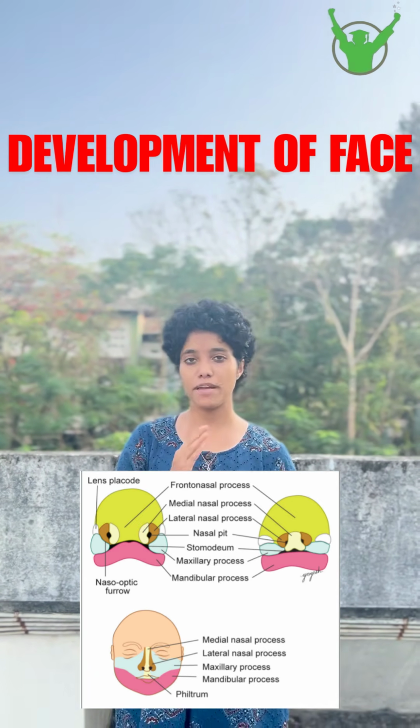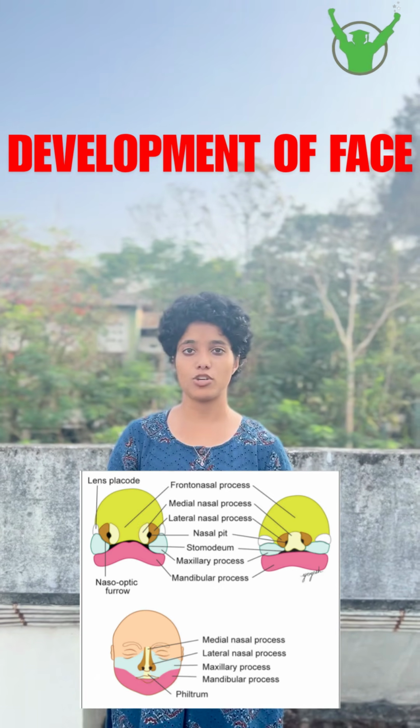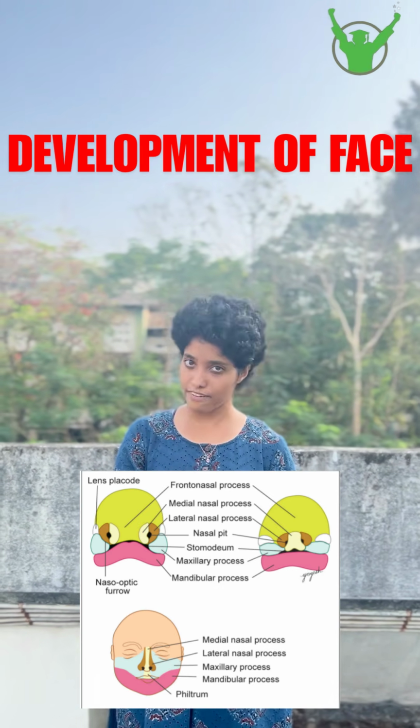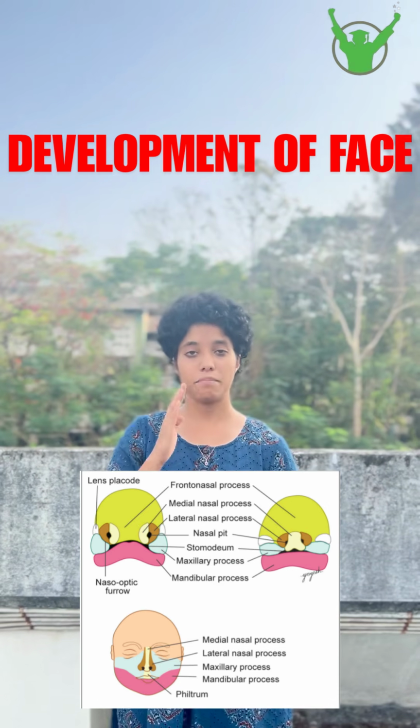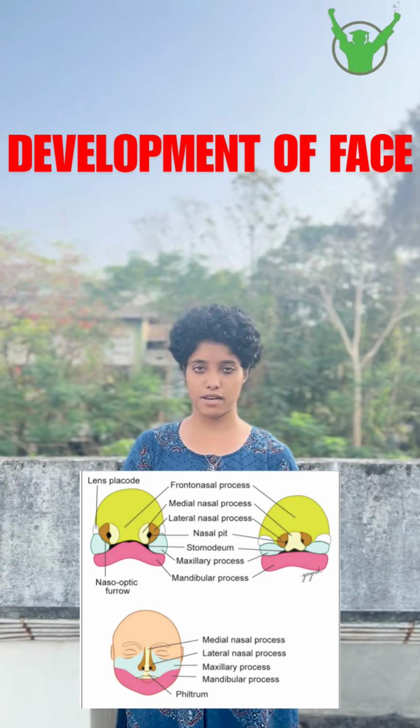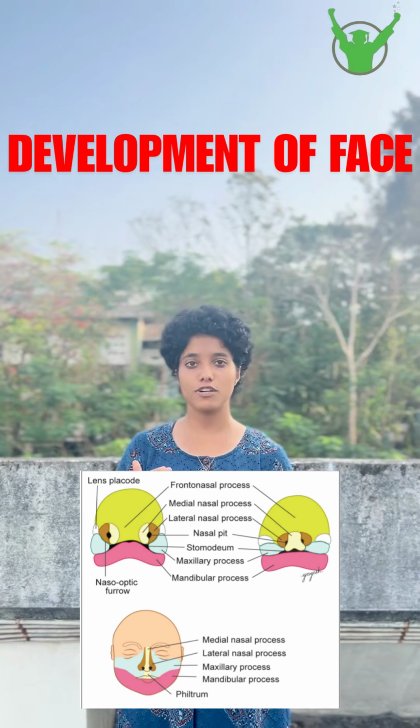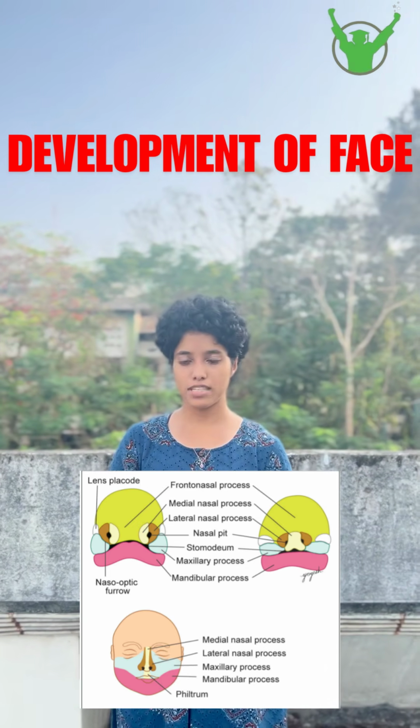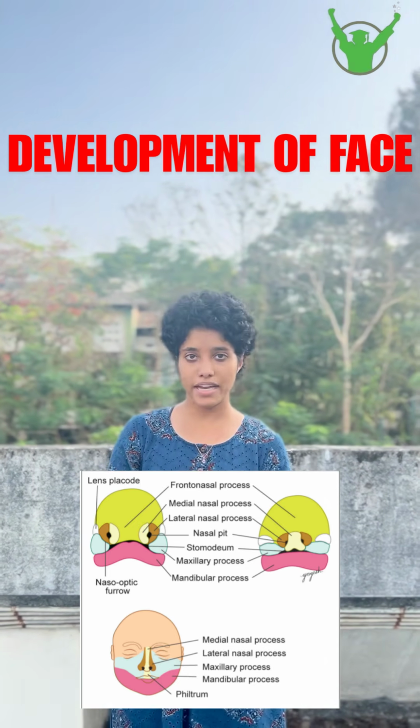So during the development of the face, the nasal pit appears on the frontonasal process. The elevated margins of the nasal pit form the medial nasal process and the lateral nasal process. The maxillary process first fuses with the lateral nasal process and later it fuses with the medial nasal process.